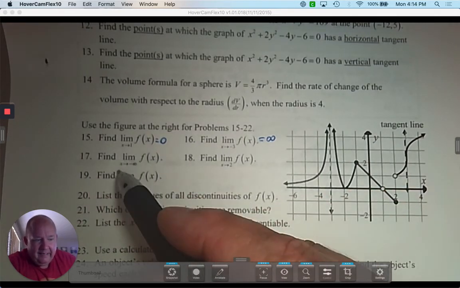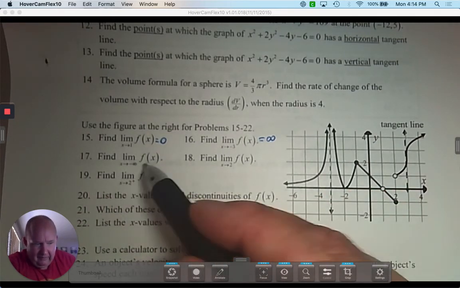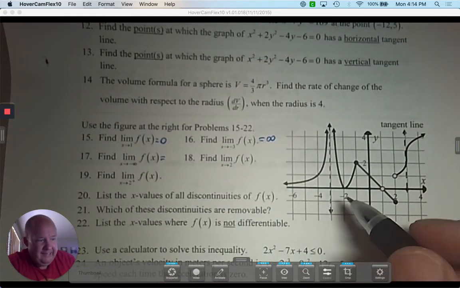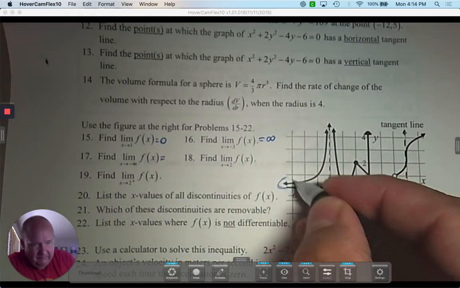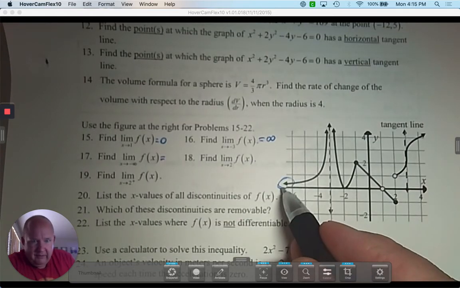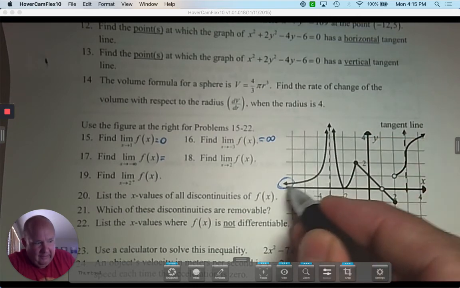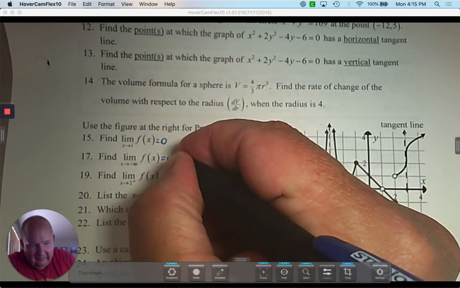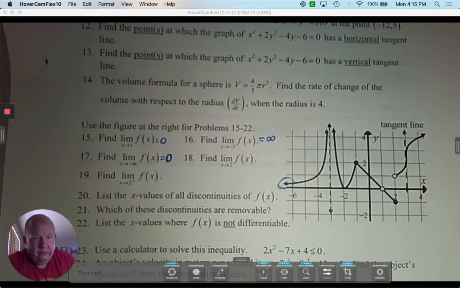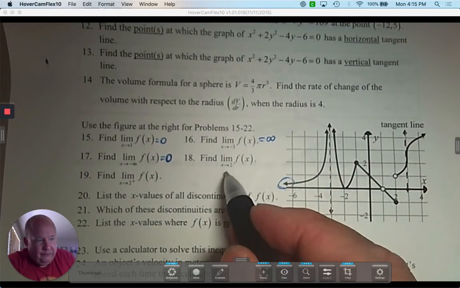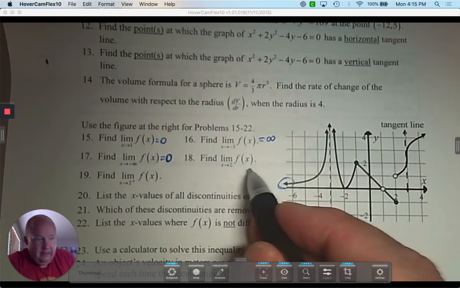17. Find the limit as x approaches -infinity of f of x. So in this situation, that's a way of saying -infinity. Where's the left end behavior? What y coordinate is this getting closer and closer to? So by looking at the graph and how it's flattening, I can see that it's getting closer and closer to 0 on the left in terms of the y value. 18. Find the limit as x approaches 2 of f of x.